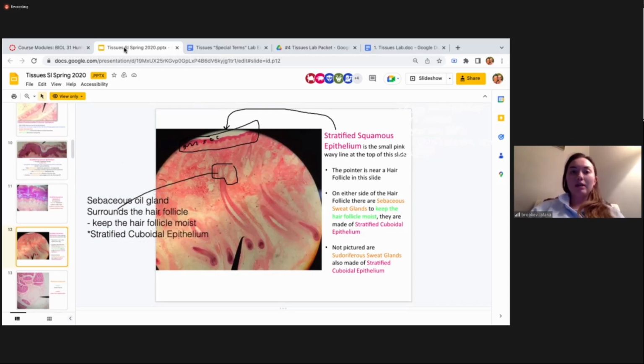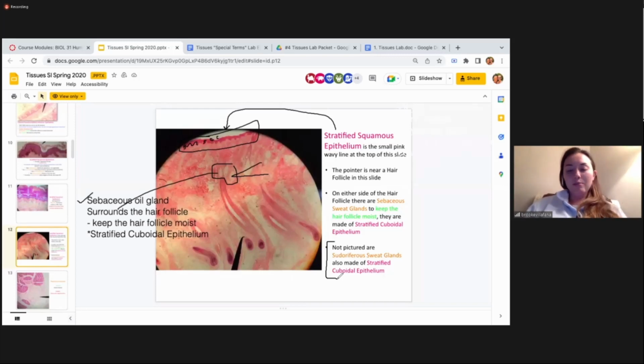So if on the exam we have a pointer pointing to one of these little round white structures, you would need to know stratified cuboidal epithelium is the tissue. They are a sebaceous oil gland keeping the hair follicle moist. And like I have here, not in the picture, are sudoriferous sweat glands.